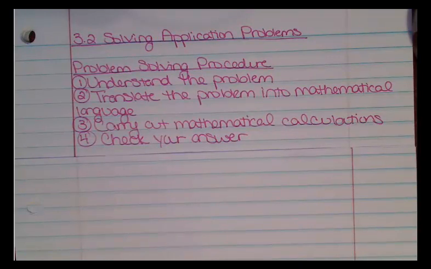Okay, so in order to do the problems in 3.2, we need to know what our problem-solving procedure is. Step 1, you will understand the problem. That sounds easier said than done sometimes. Step 2, you will translate the problem into mathematical language. Step 3, you will carry out the mathematical calculations. And then step 4, you will check your answer, because that should always be your final step.